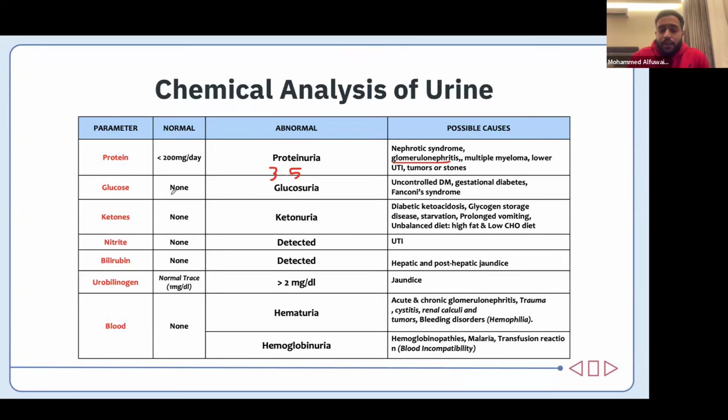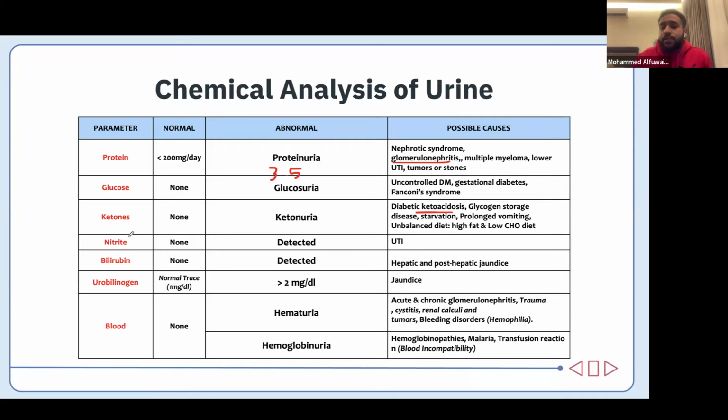Glucose, you're not supposed to have any. Why? Because all of it will be reabsorbed in the proximal convoluted tubule. So if you have more than the maximum amount that can be reabsorbed, you'll have glucosuria, which is seen in diabetes. Next is ketones. Again, you're not supposed to see it. If you see it, ketoacidosis, okay?